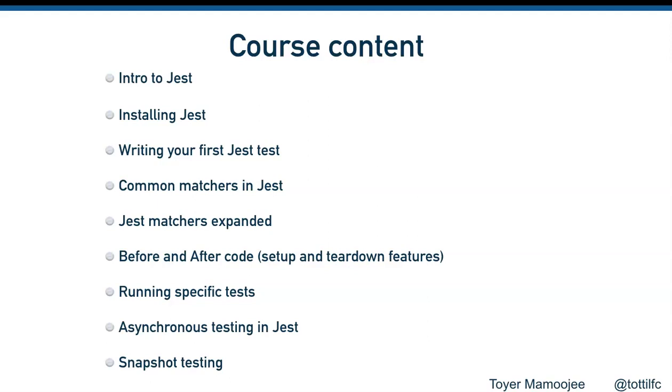In this course, we will cover an intro to Jest. We will then proceed to installing Jest, and then start by writing your first Jest test. After that, we look at common matchers in Jest and explain what matchers are. We will also expand on the detail of the various matchers that exist within Jest. We then look at before and after code, and we also find out how to run specific tests in Jest. We will then go into asynchronous testing in Jest and writing a test using async await. Finally, we look at snapshot testing and its uses.